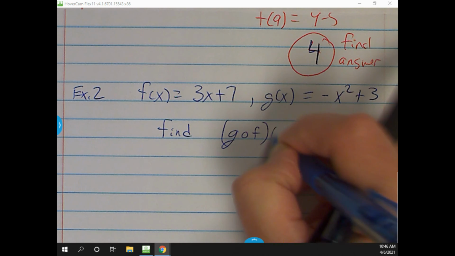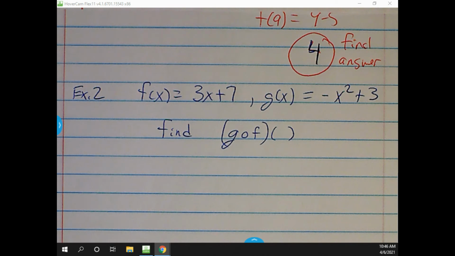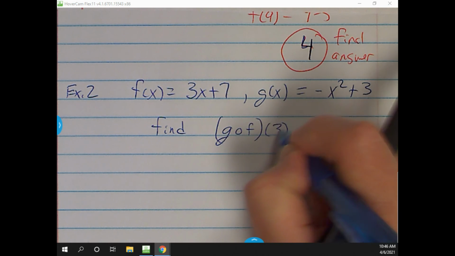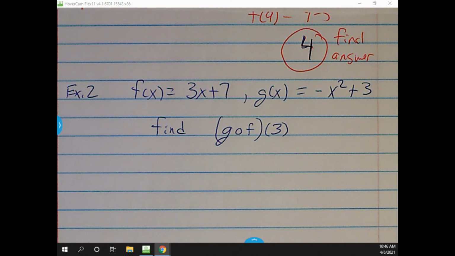All right, so let's find g of f of, and somebody give me a number, one that's not too big. 35 is way too big. 3. All right, we'll go with 3. That works. So we're going to find g of f of 3.